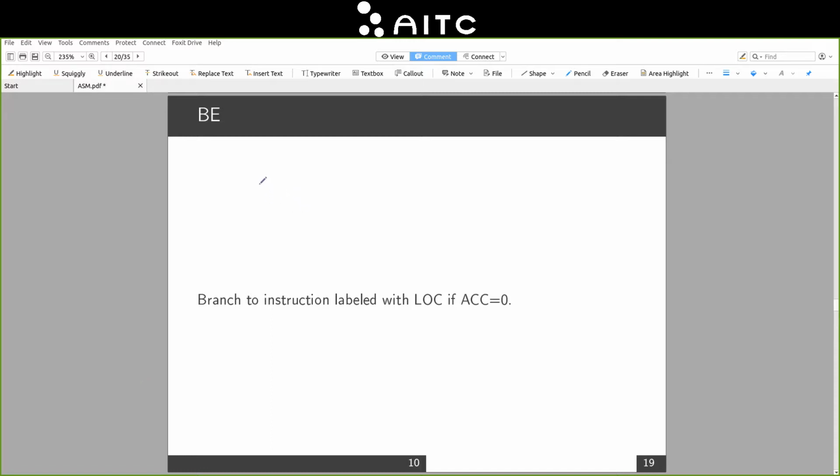I can also give you an example in pseudocode. If ACC equals 0, go to LOC, in C++.